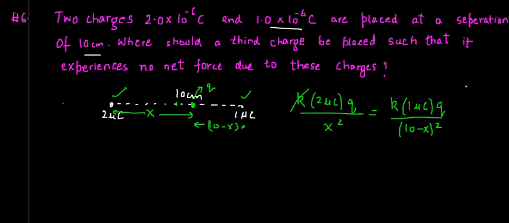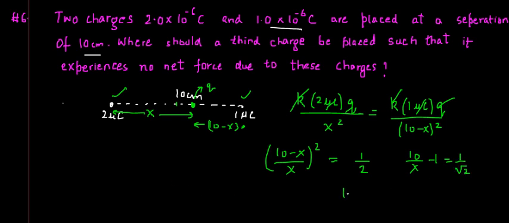So here we see K and K cancel out, micro cancels out, Q and Q cancel out. So we can find out (10 minus x) divided by x. We could take a whole square here and bring this 2 downstairs. This is 1 divided by 2. Now we have kept the distance in centimeters only. So you take the square root on this side. This is 10 divided by x minus 1 is equal to 1 by root 2. That is 10 by x is equal to 1 by root 2, plus 1.